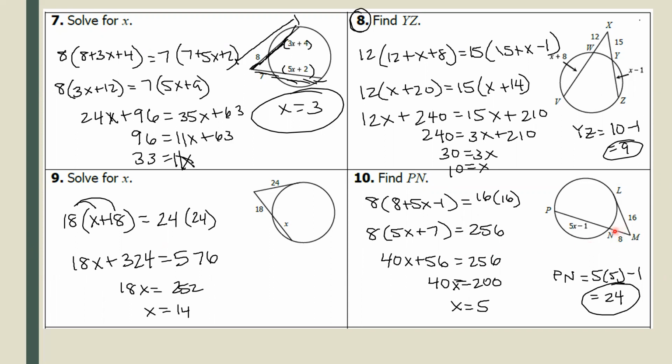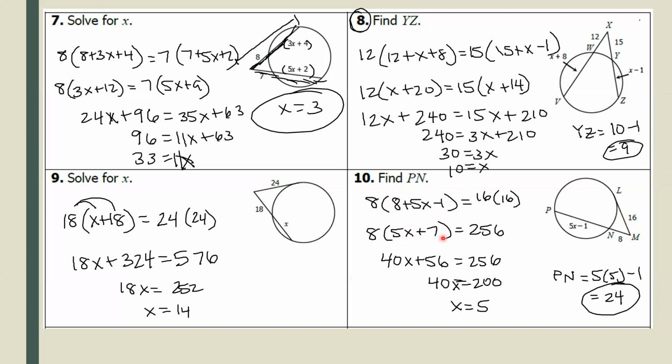So for the secant, the piece on the outside there was 8, and the length of the whole thing is from m to p, so it's 8 plus 5x minus 1. The biggest mistake that students make on problems like this is they want to say 8 times 5x minus 1. But it's not piece times piece, it's the outside times the whole thing. So definitely make sure that you have that whole piece, whole secant, as 8 plus 5x minus 1. Then your tangent is 16. So the piece on the outside is 16, and the length of the whole thing is still 16.